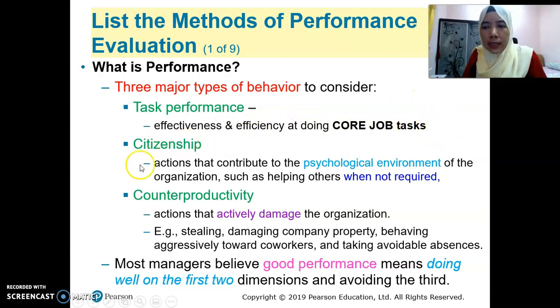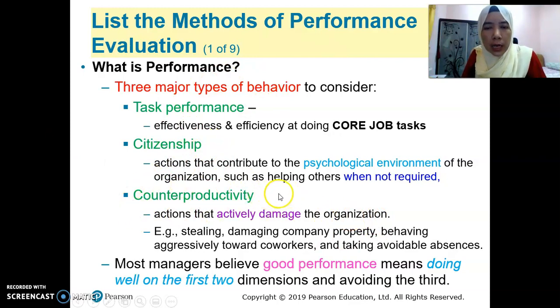Citizenship is also part of performance. It refers to actions that contribute to the psychological environment of the organization, such as helping others when not required. This citizenship is not related to core job tasks, but it contributes to the psychological environment of the organization. So it is considered a complement of task performance and also part of performance.